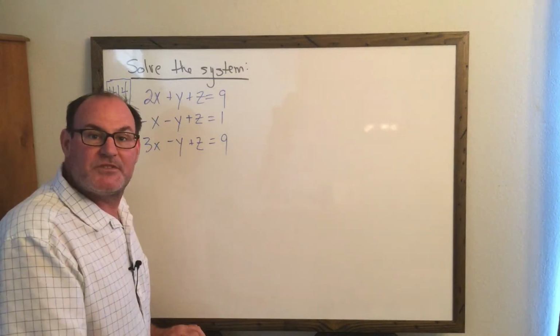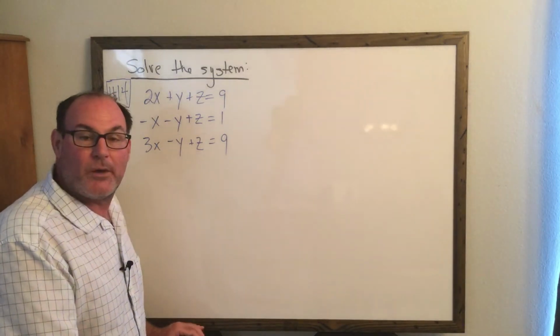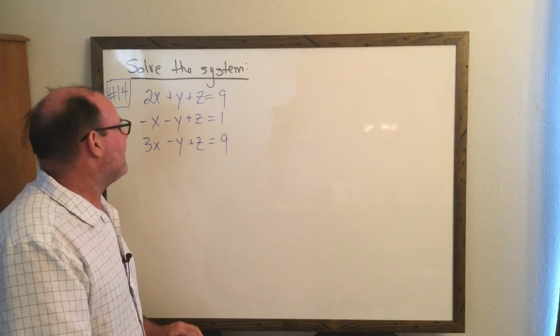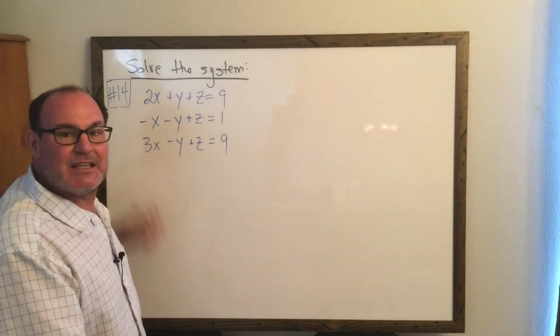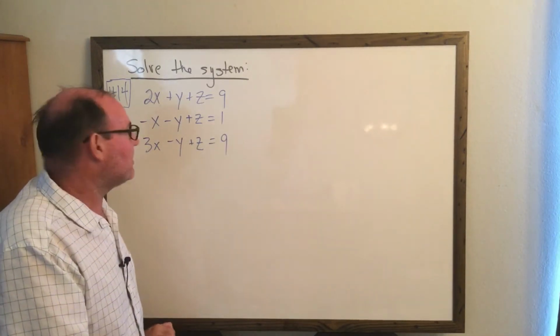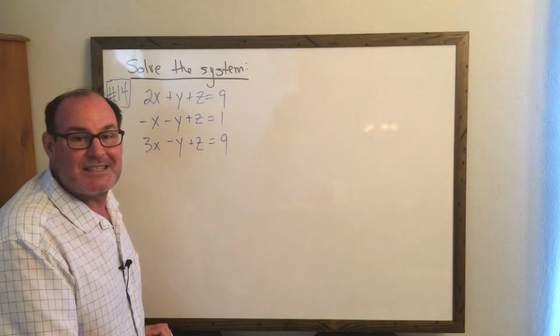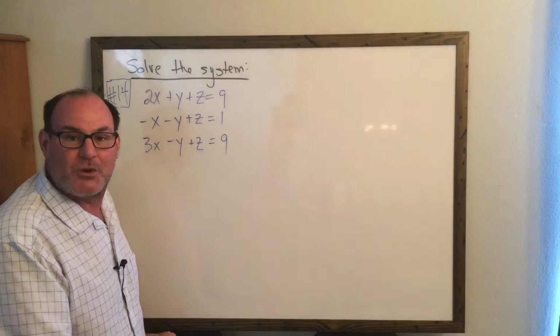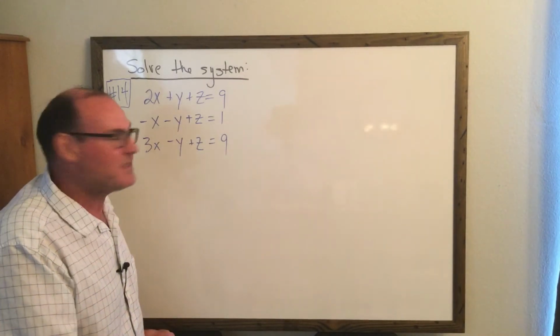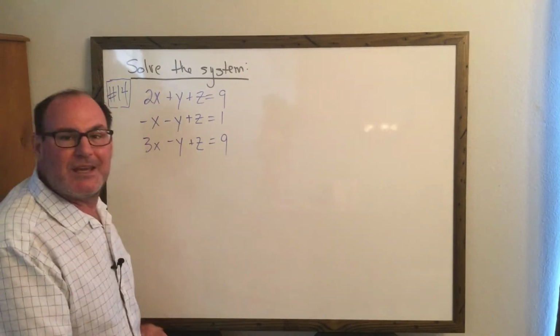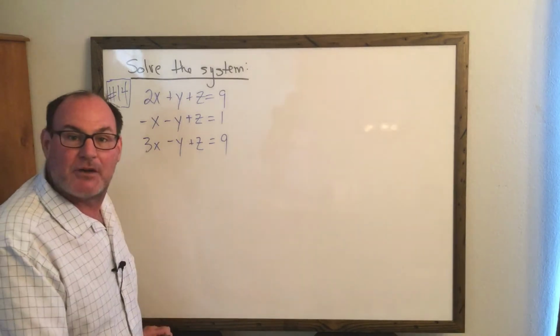Here's another example of solving a system of three equations with three variables. Again, this is number 14 in section 7.2 of your book. So here's my system. Again, you can eliminate the x's or the y's or the z's. The choice is yours. It makes absolutely no difference. I'm going to pick the y's because I think they're going to provide me the least amount of resistance.